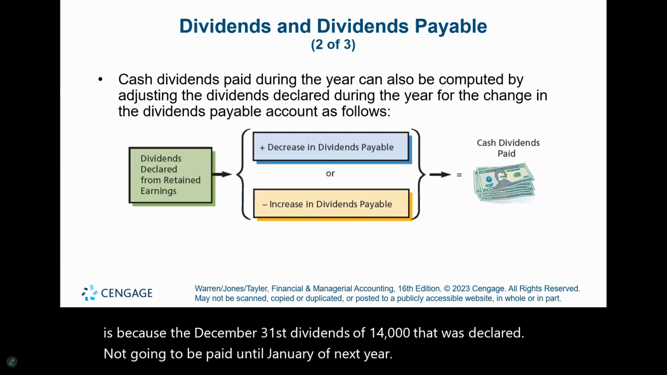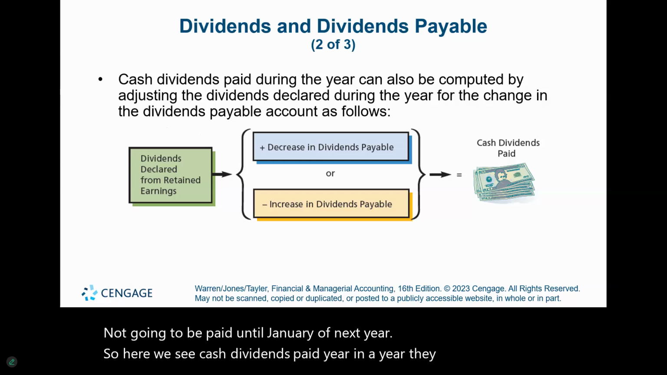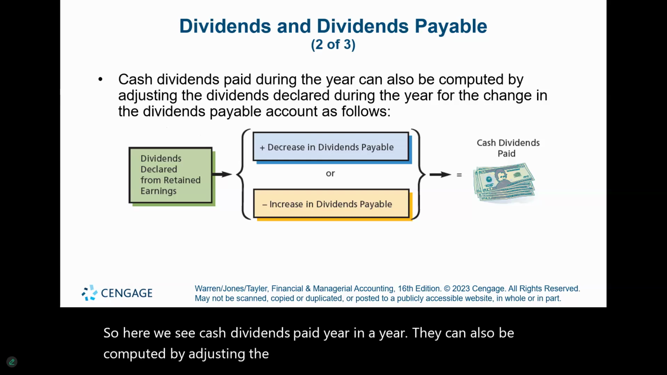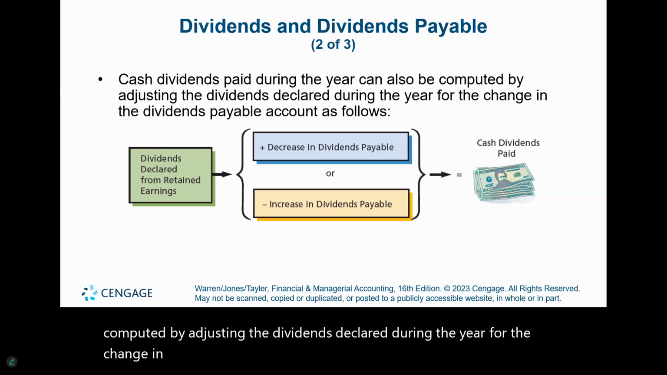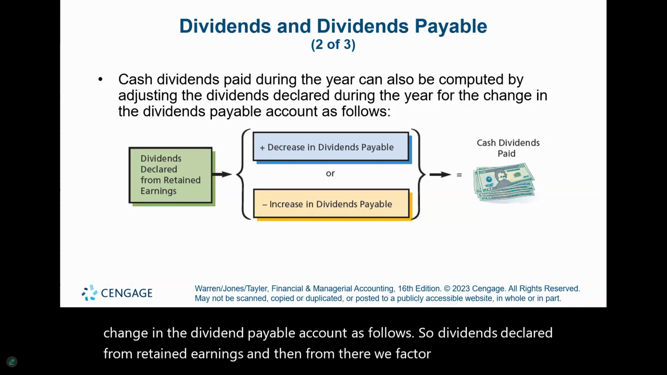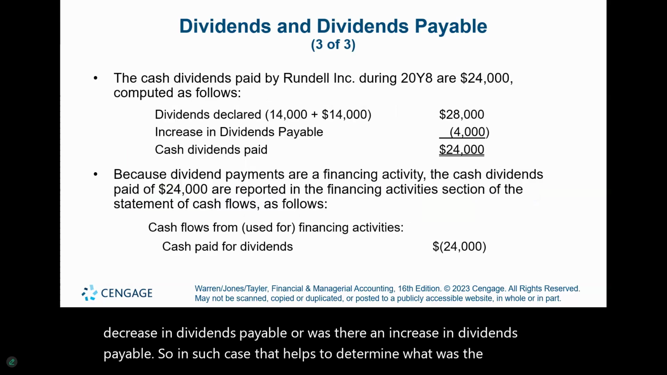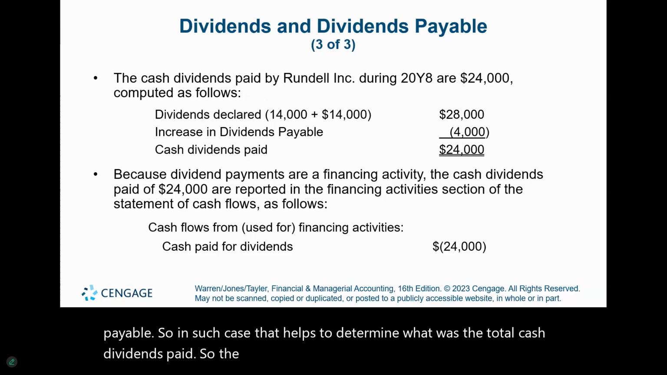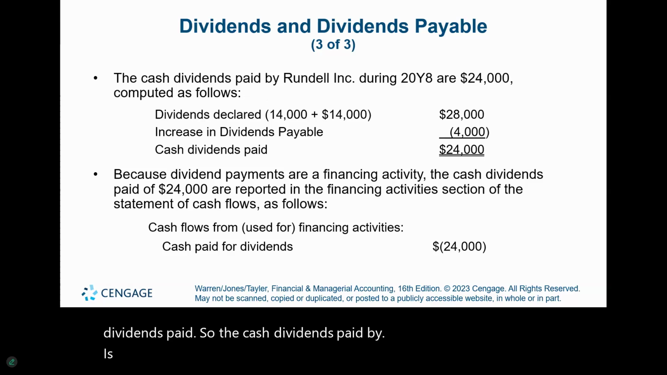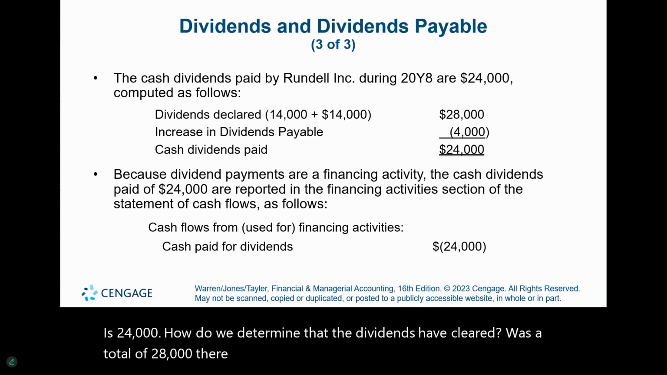So here we see cash dividends paid during the year. They can also be computed by adjusting the dividends declared during the year for the change in the dividends payable account as follows. So dividends declared from retained earnings. And then from there, we factor in, was there a decrease in dividends payable, or was there an increase in dividends payable? In such case, that helps to determine the total cash dividends paid. So the cash dividends paid by Rundell is $24,000. How do we determine that? The dividends declared was a total of $28,000. There was an increase in dividends payable.